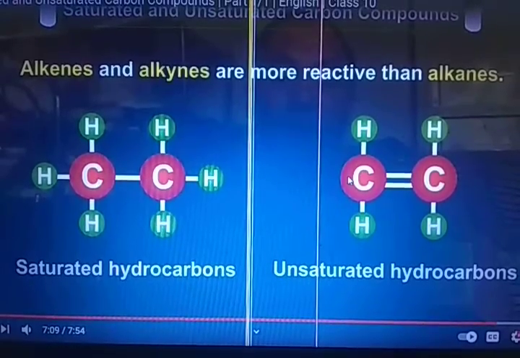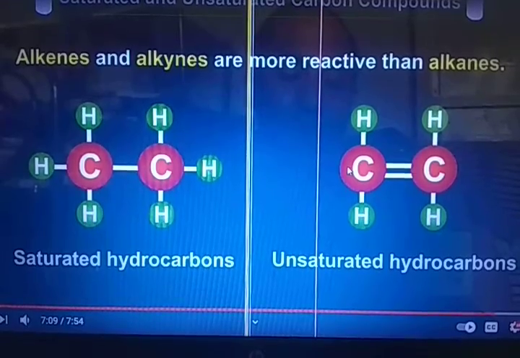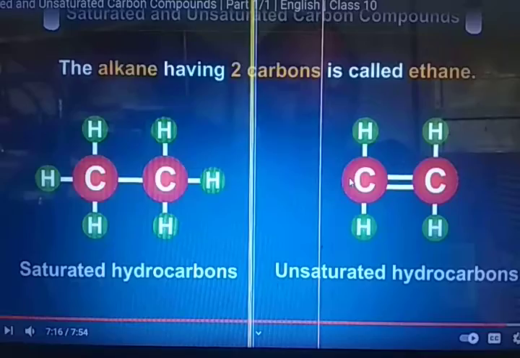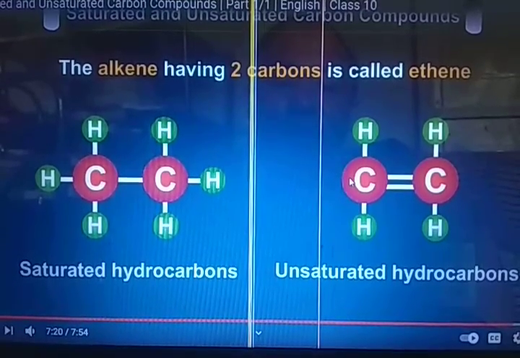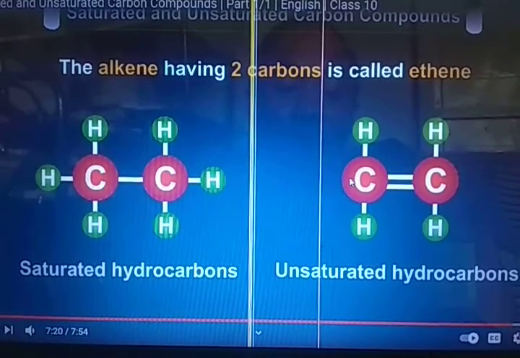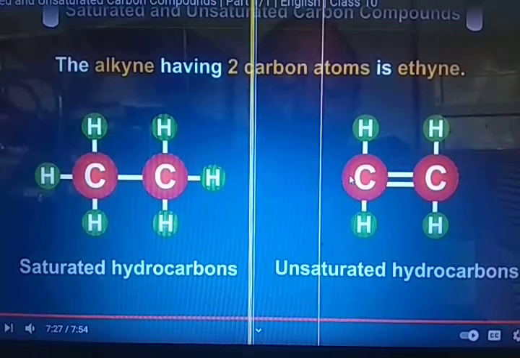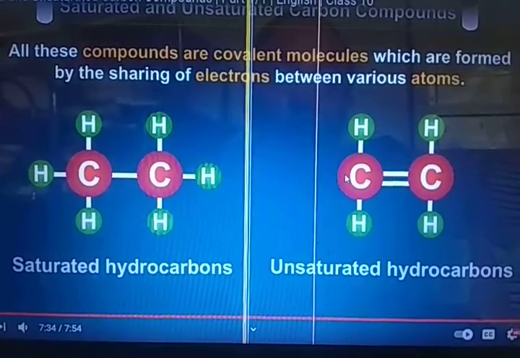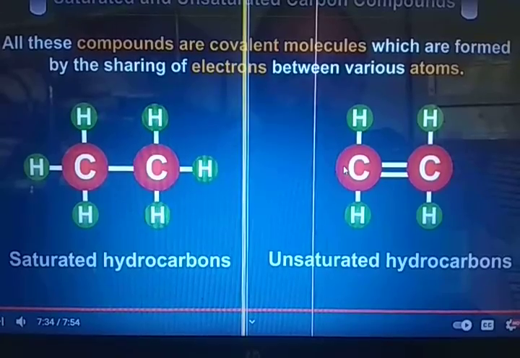Alkenes and alkynes are more reactive than alkanes. The alkane having two carbons is called ethane. The alkene having two carbons is called ethene. The alkyne having two carbon atoms is ethyne. All these compounds are covalent molecules which are formed by sharing electrons between various atoms.